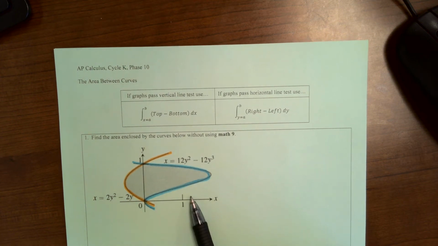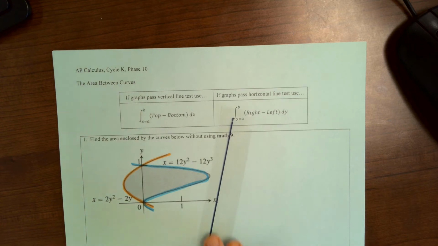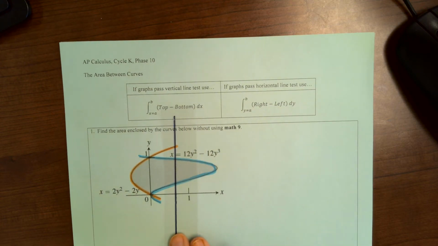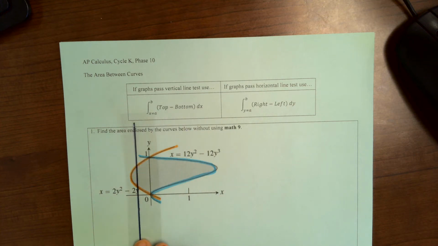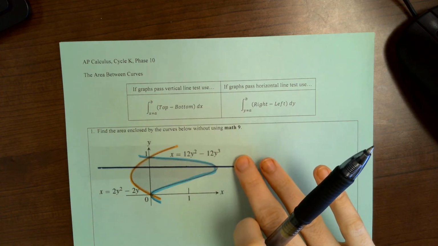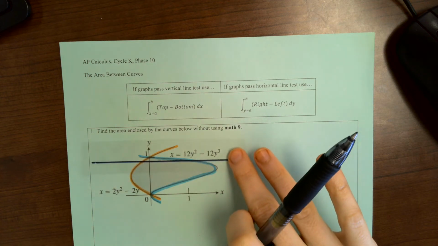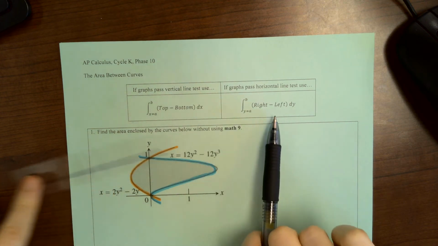So if you look at this first example, vertical line test, the graphs do not pass this. I hit the blue one twice, I hit the orange one also twice. Horizontal line test. Every horizontal line that passes through the region only hits the graphs once. Okay, so I'm going to use the right minus left formula.